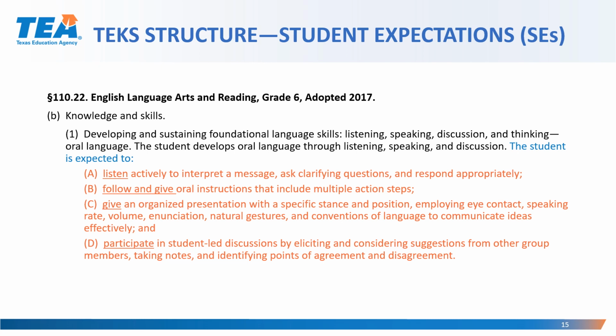In this example, you can see where the SE starts in the blue text because it says the student is expected to, followed by the text of the SEs in orange. There are 4 SEs in this example, labeled A through D.